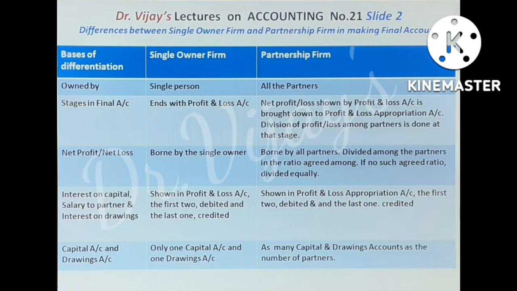Interest on capital is shown on the debit side, salary to partner also on the debit side, and interest on drawings on the credit side. In single owner firm, there will be only one capital account and one drawings account. But in partnership firm, there will be as many drawings accounts and capital accounts as the number of partners.